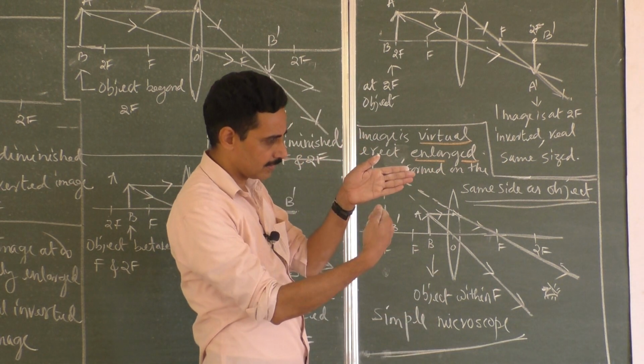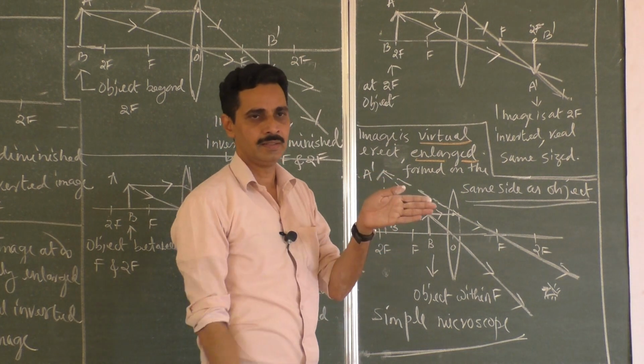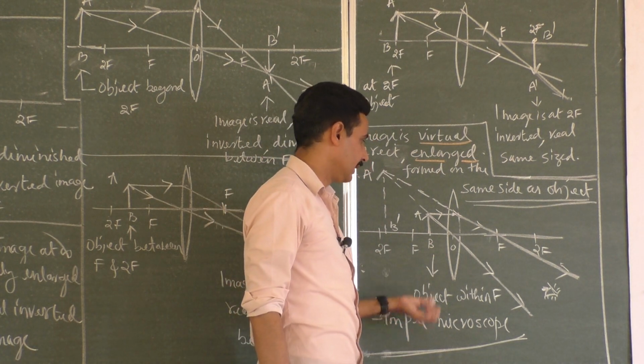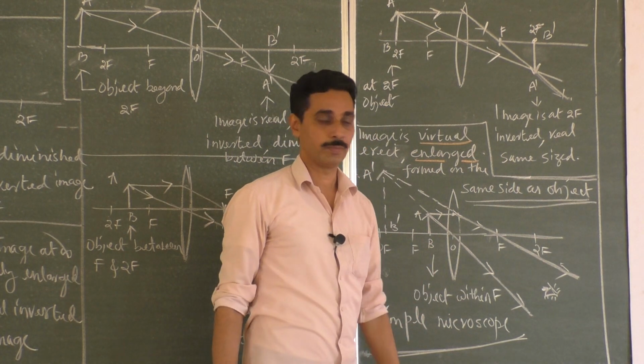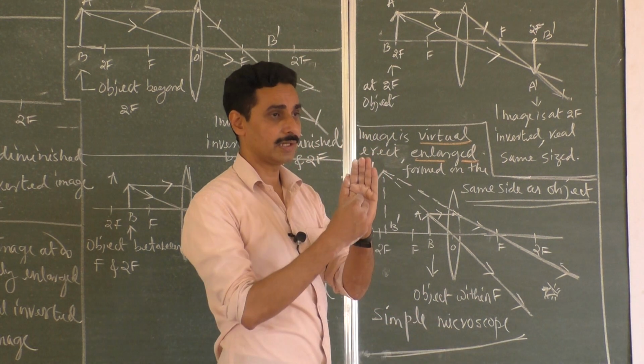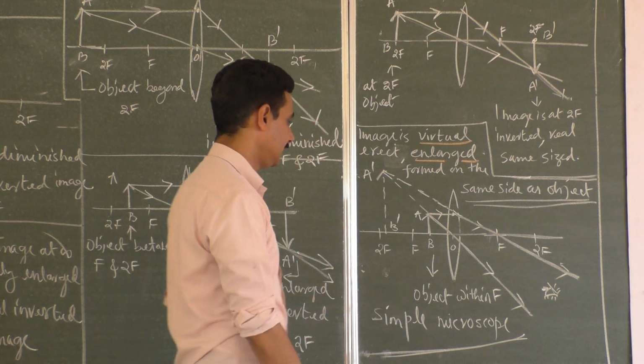Just adjust the reading lens such that you get the enlarged image inside the lens itself on the same side as the object. That is why it is called a simple microscope. Whereas the similar application in the case of a concave mirror is as a dentist mirror, to see the enlarged image of the teeth.